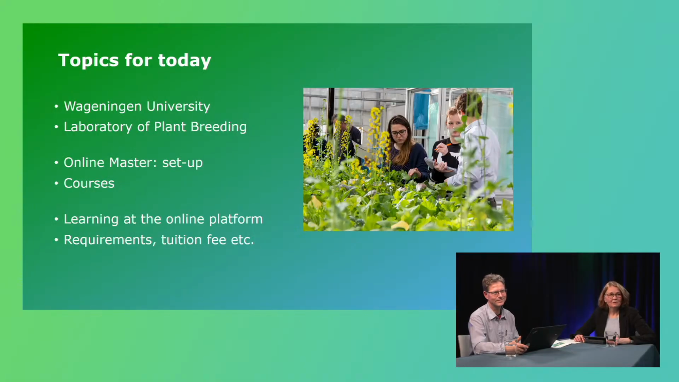And we'll see what we have on the other side of the screen. So basically the topics for today's webinar. I will start with an introduction on Wageningen University, and Jan Kees will continue with a bit of information on the laboratory of plant breeding. And after that we will continue with the setup of the online master's program, the courses that it consists of, and Jan Kees will also explain about what it's like to study on the online platform that we provide. And I will finish with the admission requirements, information on tuition fee and other administrative aspects.